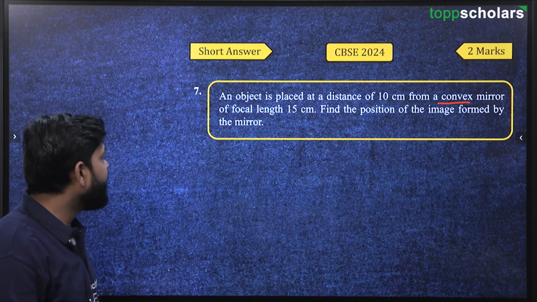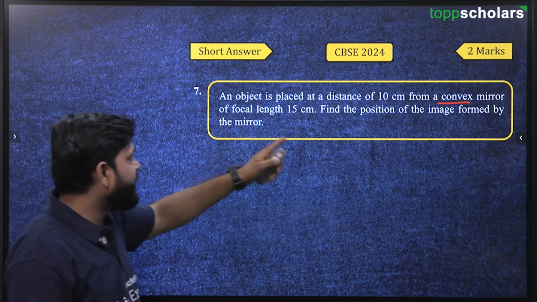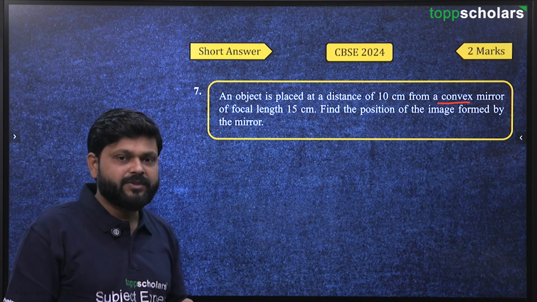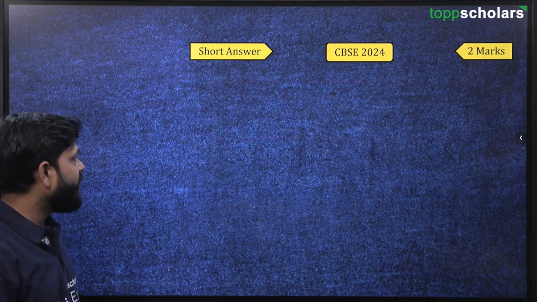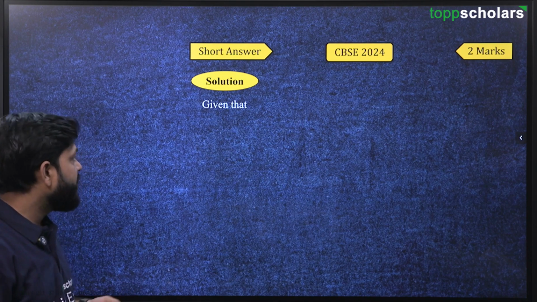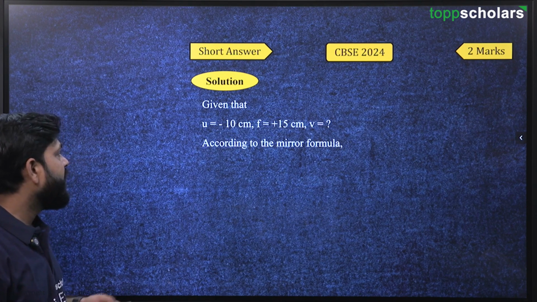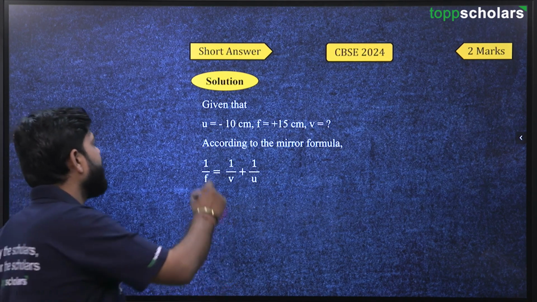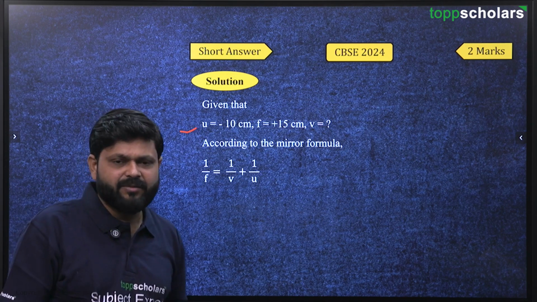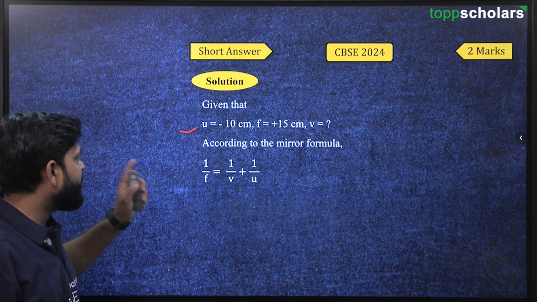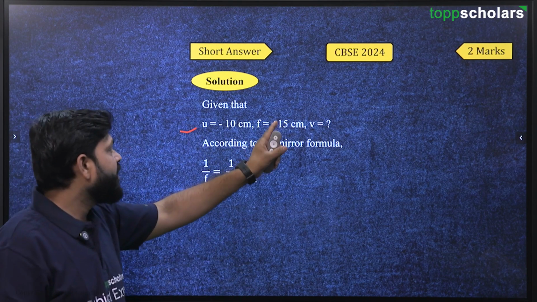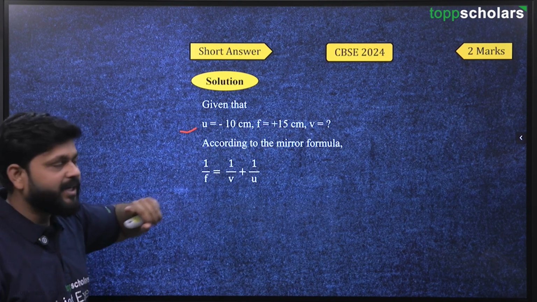So how can we find the V? We know the formula of the mirror. First of all, we will write what has been given to us. U will always be negative in a convex mirror or a concave mirror, that is minus 10 centimeter. Focal length F is 15 centimeter, and for a convex mirror it will be positive.